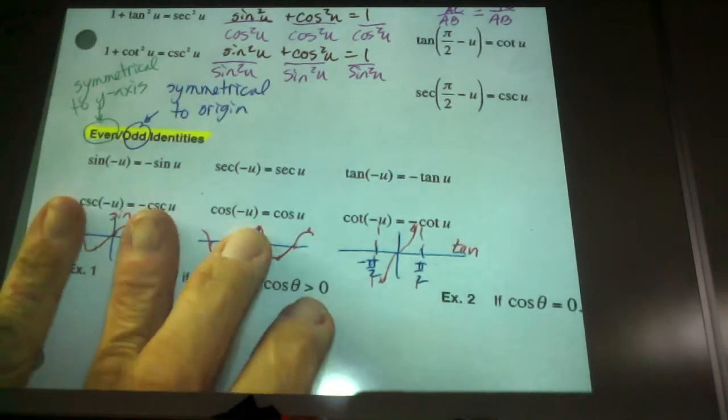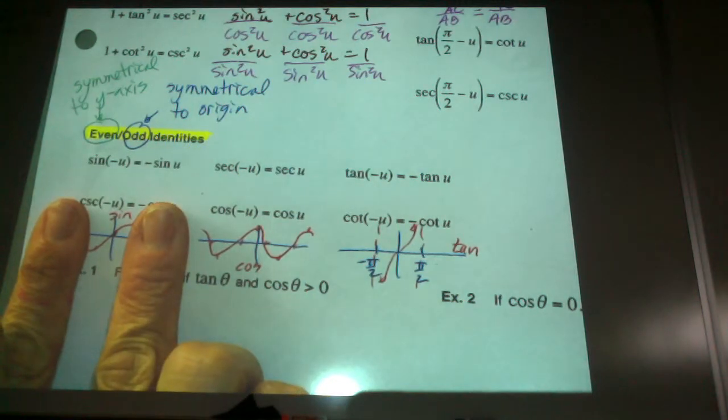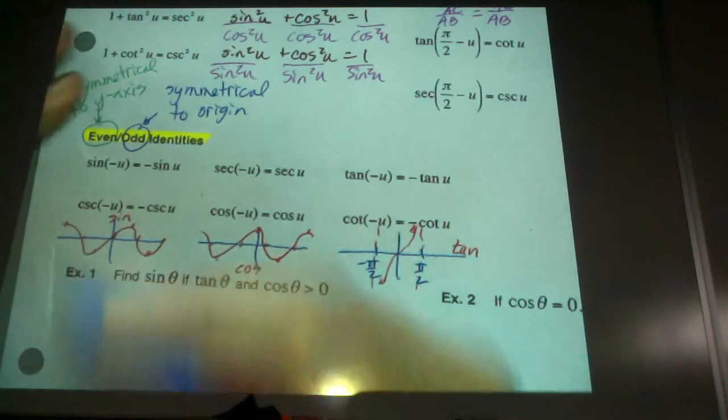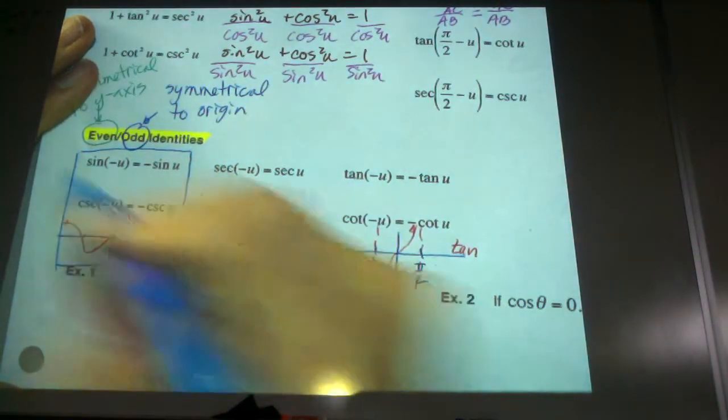If you just look at this where we've restricted sine, well, the inverse sine, doesn't that look like y equals x squared or x cubed? And that's symmetrical to the origin. So this is even or odd? Yep.